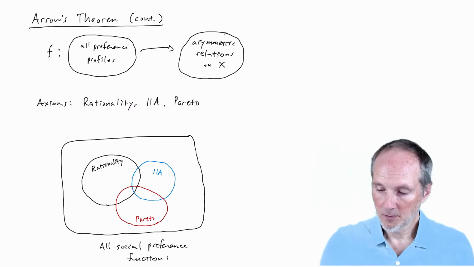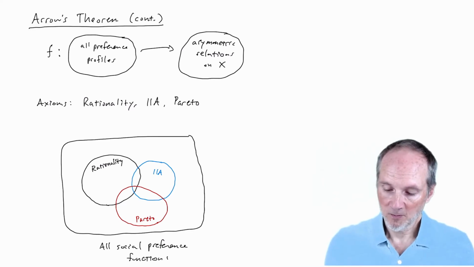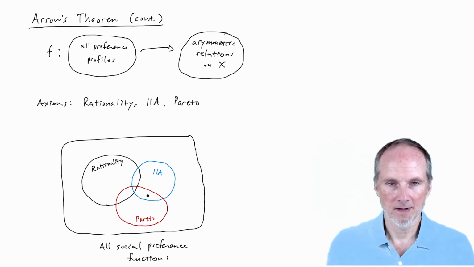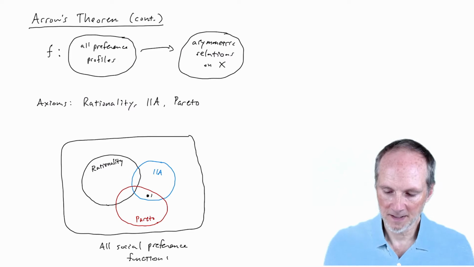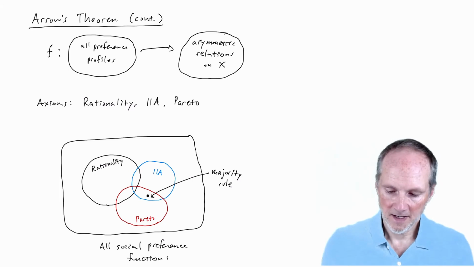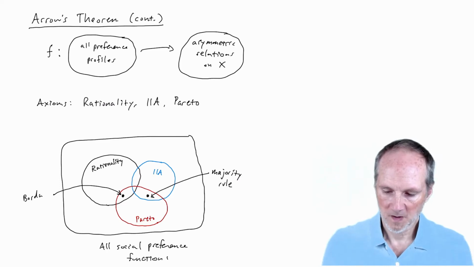And we've talked about a couple, right? So we talked about majority rule, which satisfies IIA. It does satisfy Pareto. Okay, but it doesn't satisfy rationality, so it's outside that rationality blob. So here's majority rule. Borda satisfies rationality and Pareto, but not IIA, so Borda will be over here. Okay.